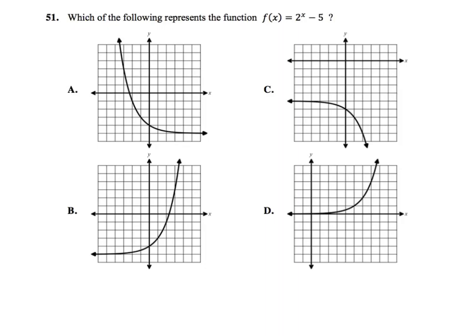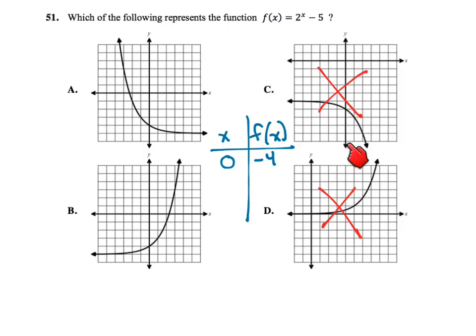51. Which of the following represents this function? Well, the first thing we can do is we know that this function is going to be increasing. So we know that it's not going to be C or A. But let's see. Let's make a table. If we have 0 as our input, we have 2 to the power of 0, which is 1. 1 minus 5 gives us negative 4. So now we know our y-intercept, so we know it can't be these two. Hey, look at this. We knocked out this one, and this one. It's going to be this one.